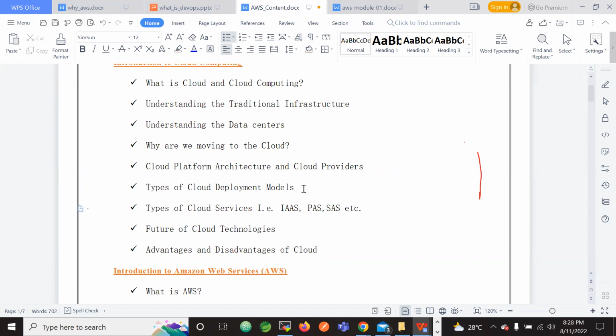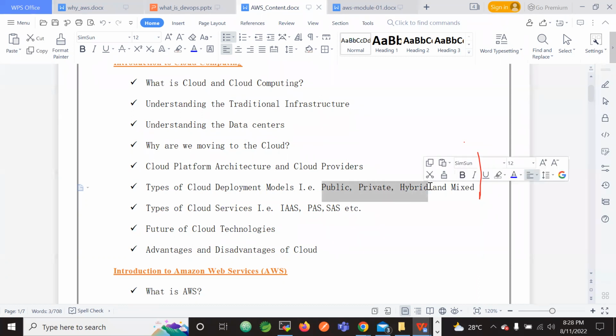What do these cloud services mean? So what does public mean? Cloud deployment models like public, private, hybrid, and mixed. What do these mean? Usually in real time, which deployment model will we follow?